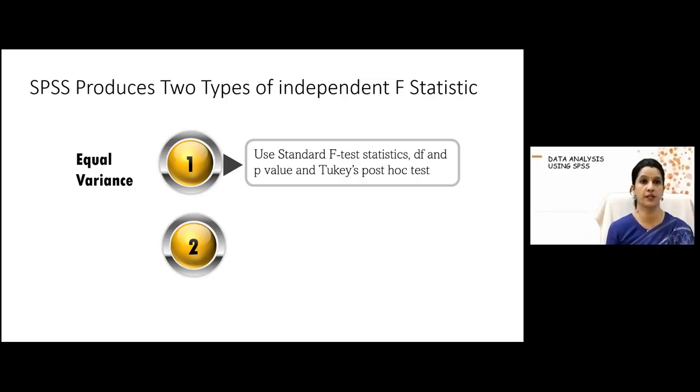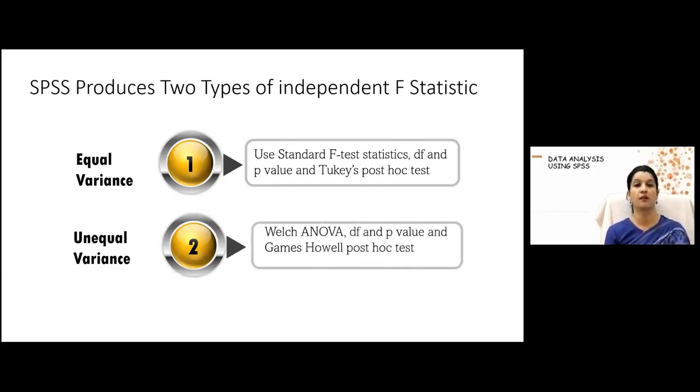If the equality of variance is assumed, we use the standard F statistic, like we did for the standard t-test, and we use the standard p-value, and we apply Tukey's post hoc test. If the equality of variance is not assumed, then we take the Welch ANOVA, like we took the Welch t, its degrees of freedom, p-value, and then we take the Games-Howell post hoc test.